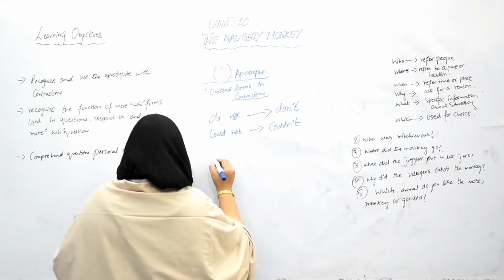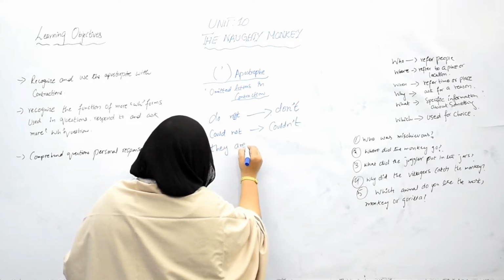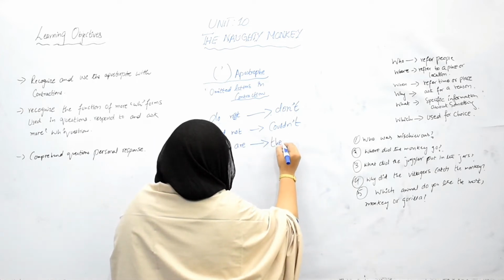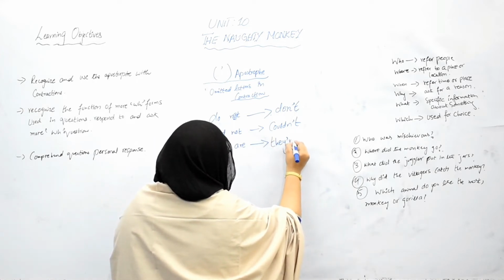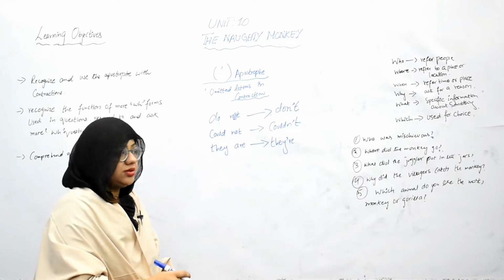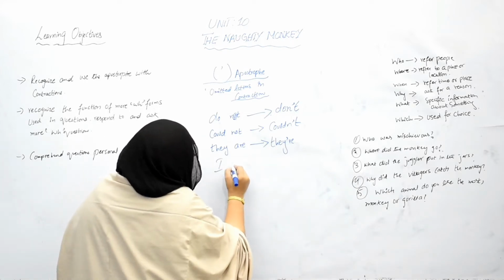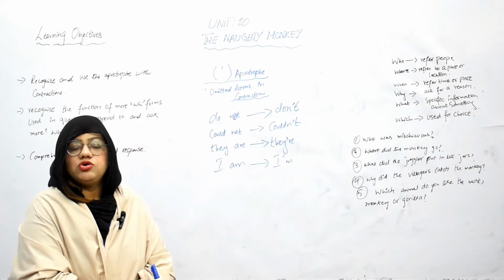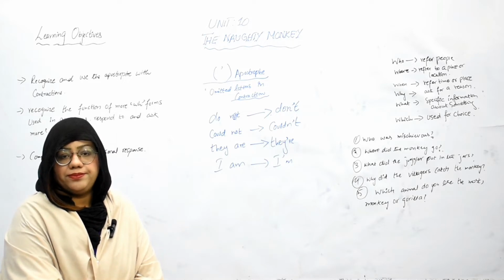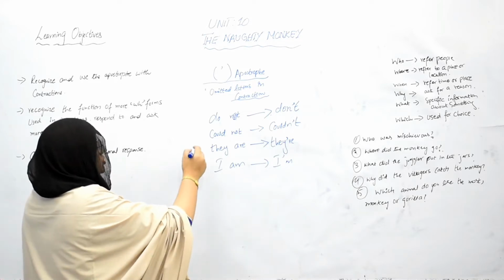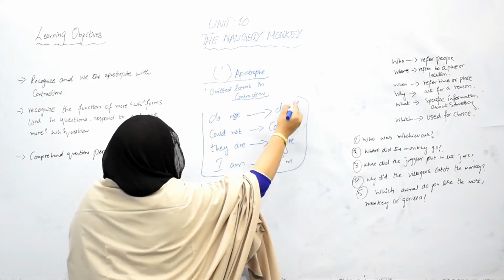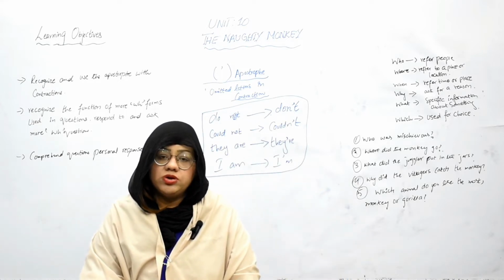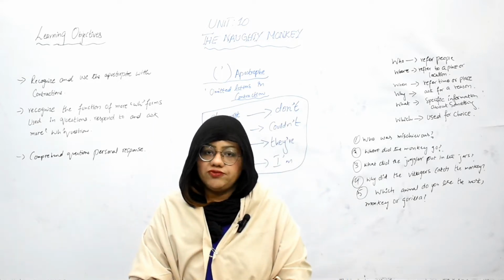Now move to that one, they are. Now I am contracting they are into they, apostrophe, re. Now I am contracting I am into I'm. Got it? So in this way, students, we shorten some words, contract some words by the use of apostrophe.